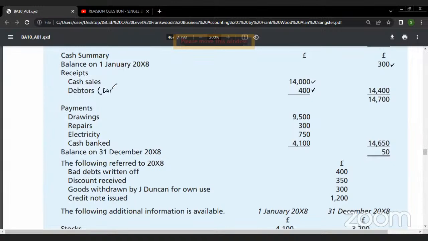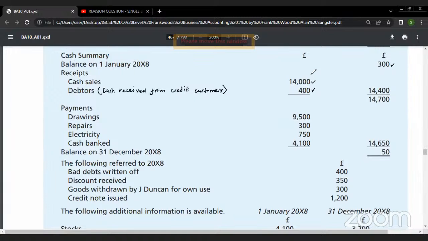Cash received from credit customers. Duncan sold some goods on credit to the customers. Now some of the customers are paying Duncan cash, 400. So that is the debit side of your cash book, cash column.